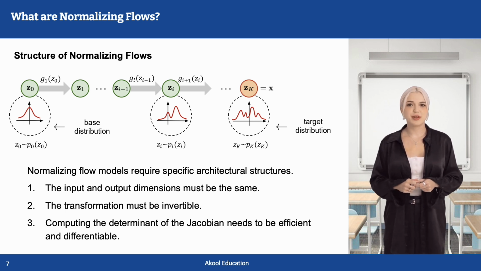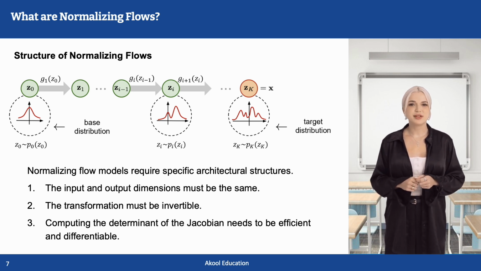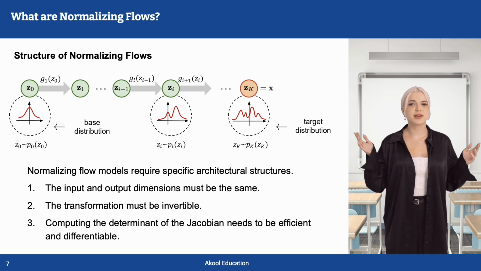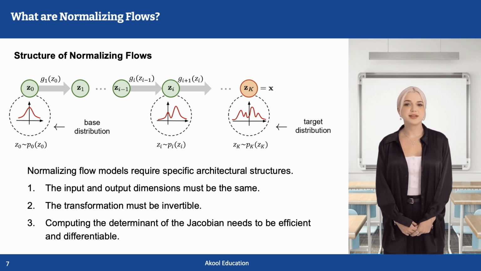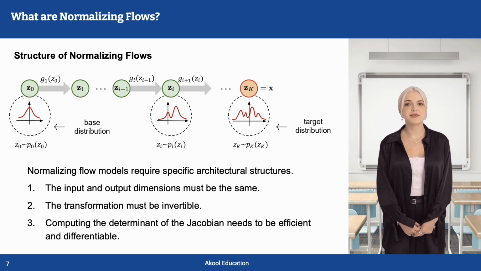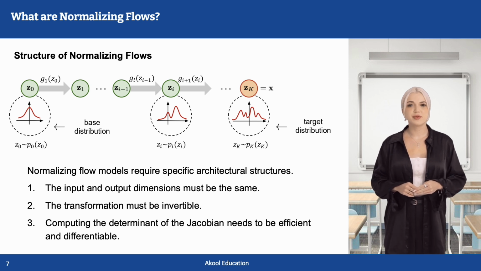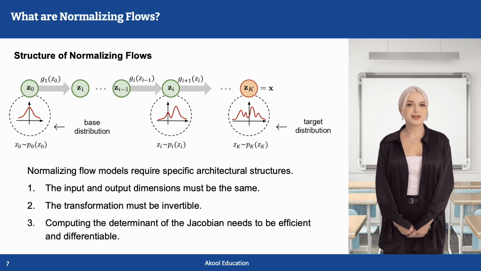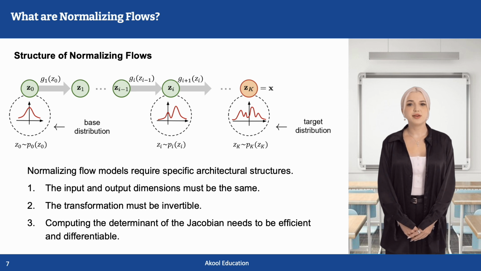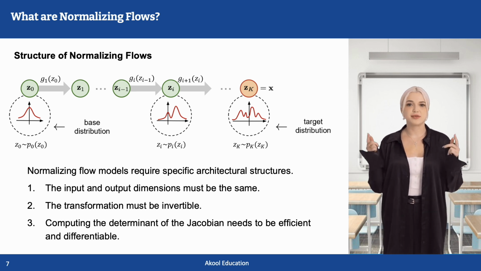Secondly, invertibility. Every transformation must have a well-defined inverse, which allows us to compute likelihoods efficiently. Thirdly, Jacobian determinant computation. Since the change of variables formula involves the determinant of the Jacobian matrix, we need transformations where this determinant is computationally tractable. Many flow-based models are designed with these constraints in mind, leading to innovative architectures that balance expressivity and efficiency.